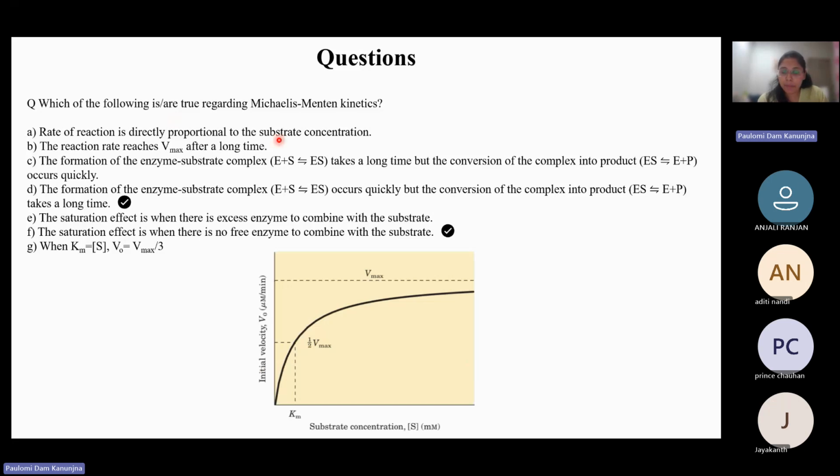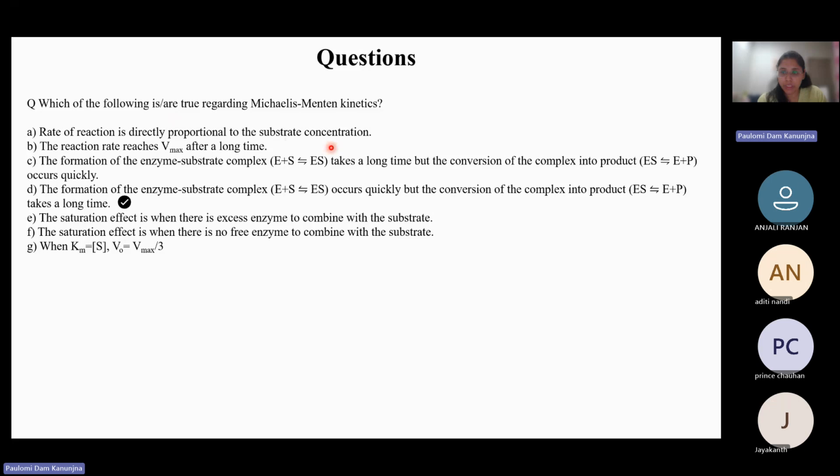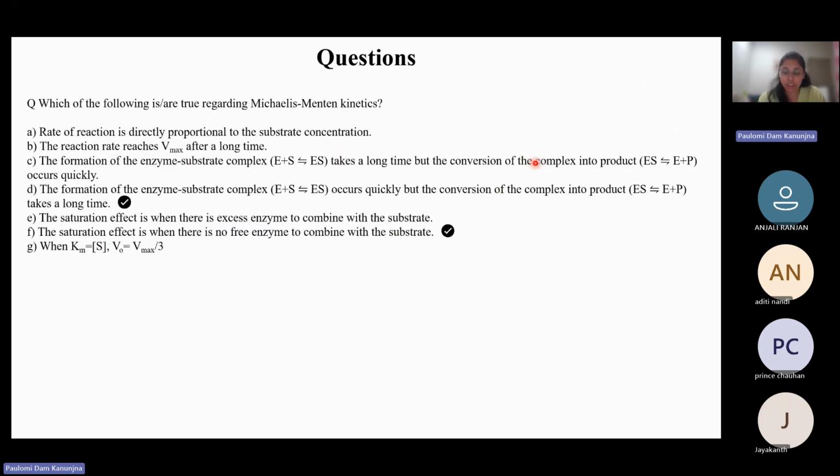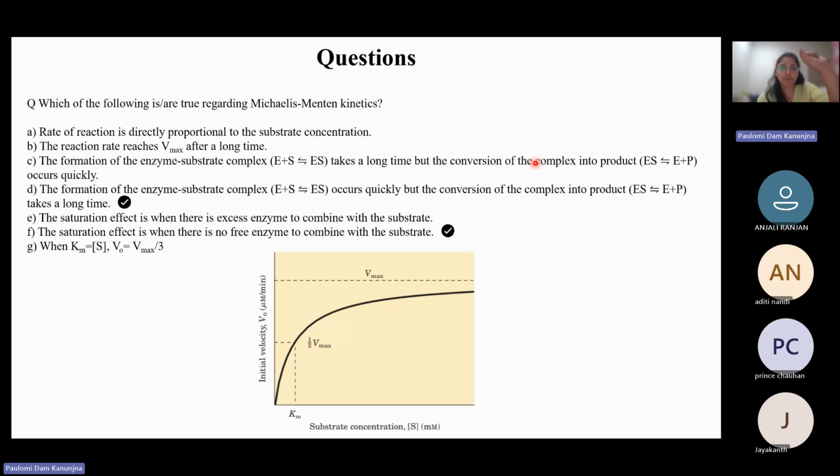Rate of reaction is directly proportional to substrate concentration. Let me go back to the equation here. It is not directly proportional to S. The S component is also there in the numerator and the denominator. The form is Vmax S over Km plus S. So it's not directly proportional. That's why this is not correct.